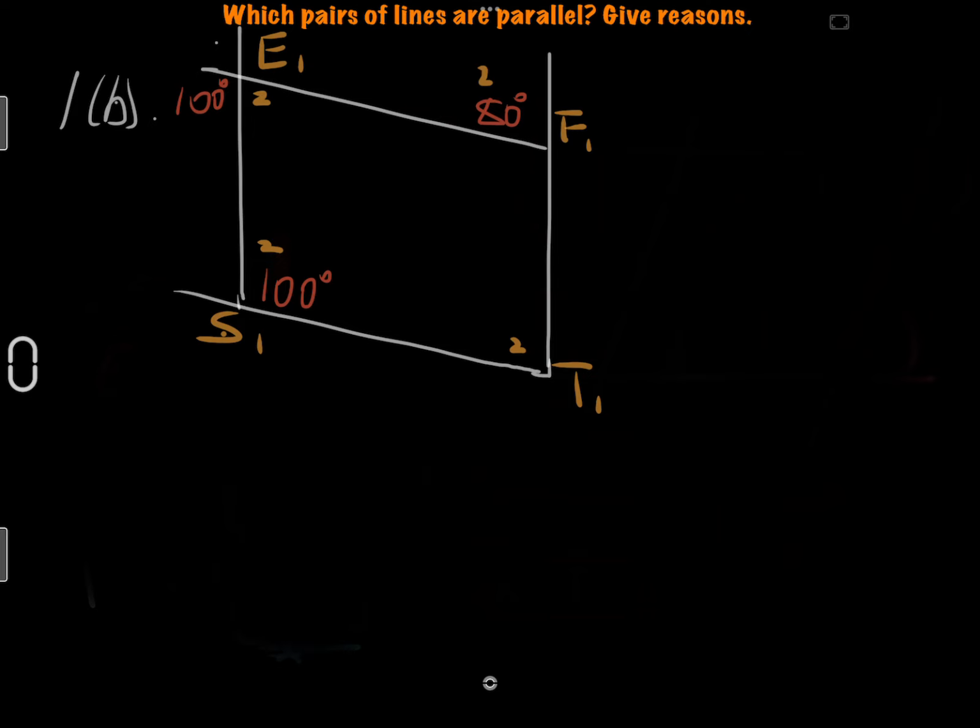So in this case, we have angle E1 and angle E2, angle F1 and angle F2, angle T1 and angle T2, and angle S1 and angle S2. It's very important to identify those. And then the values indicated in orange are our actual angles. Those are the magnitudes of the angles.